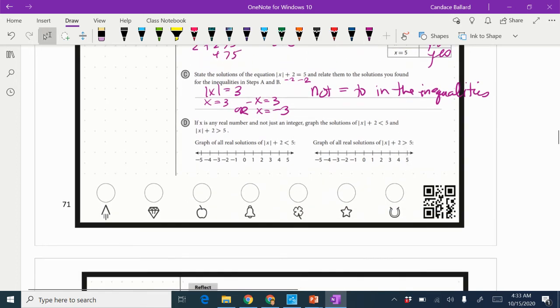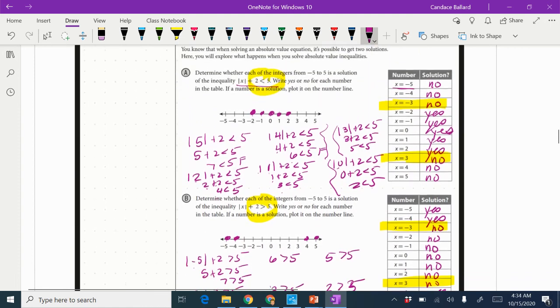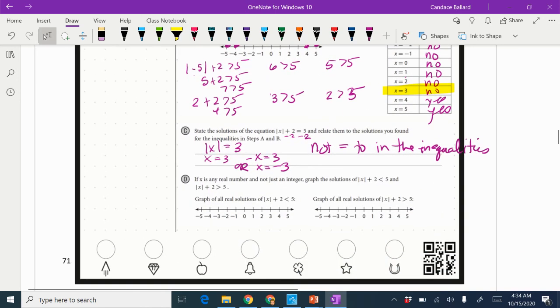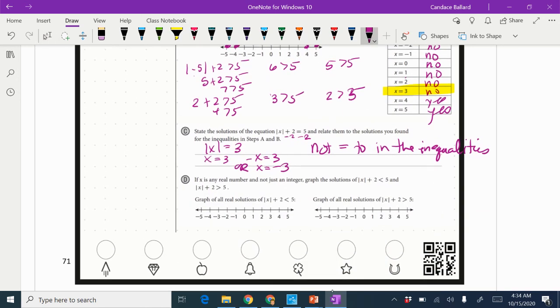Okay. If x is any real number and not just an integer, graph the solutions of absolute value of x plus 2 less than 5 and absolute value of x plus 2 greater than 5. So I'm going to use what we had up here. Notice that we had numbers between -2 and 2. But our answer would have come out that we would have been at 3. So the way we would have graphed this, because when I have the equality, I solve it, I know I'm at 3. We put an open circle over the -3 and an open circle over the +3, and we connect them with a line. We're going to do the same open circles on this other one.